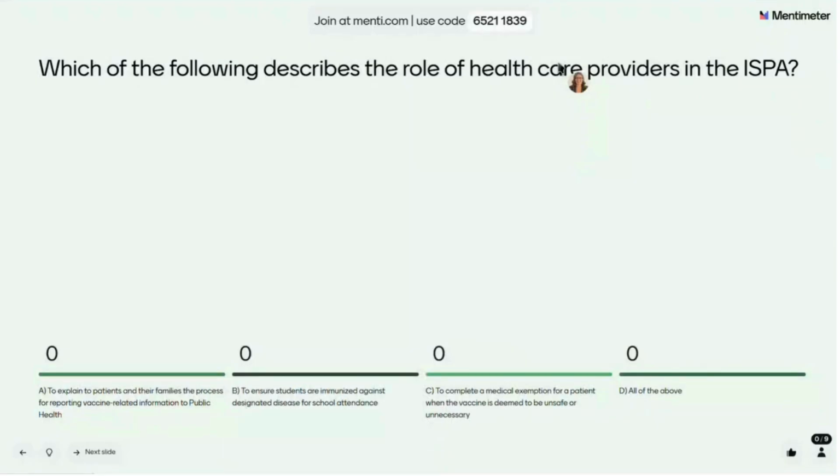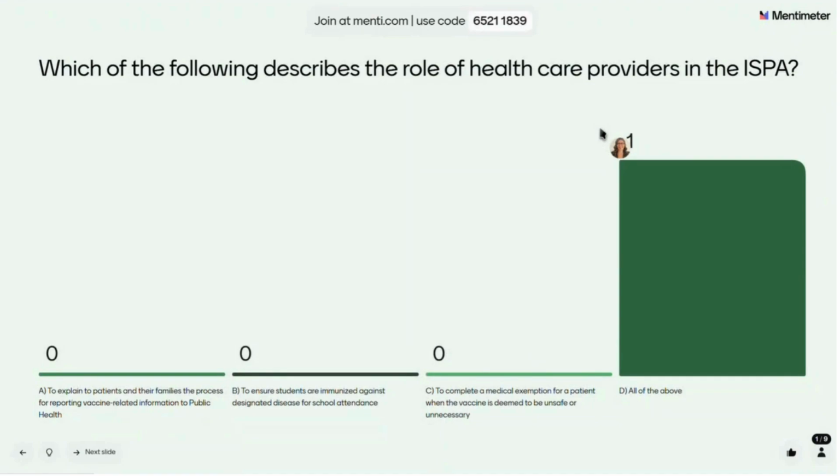Which of the following describes the role of healthcare providers in the ISPA? A, to explain to patients and their families the process for reporting vaccine-related information to public health. B, to ensure students are immunized against designated disease for school attendance. C, to complete a medical exemption for a patient when the vaccine is deemed to be unsafe or unnecessary. Or D, all of the above.